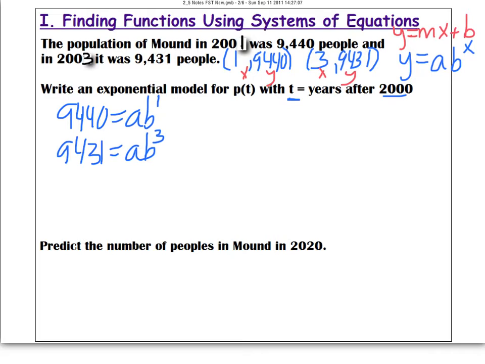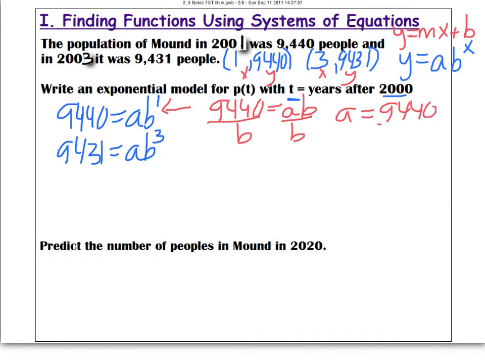Now, to solve this system, we could do substitution. What I can do is take this equation right here and solve for either a or b, and then substitute it into the second equation. I'm going to take this first equation, 9440 equals a times b, and solve it for a. So to solve for a, I'm going to divide by b. So it's going to look like a equals 9440 divided by b. I'm then just going to take that value for a, which came from the first equation, find a in the second equation, and substitute that in.